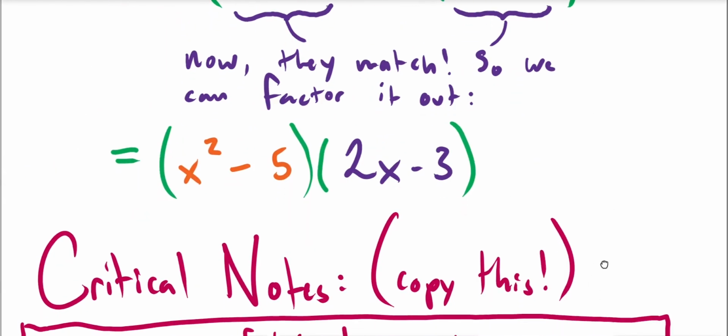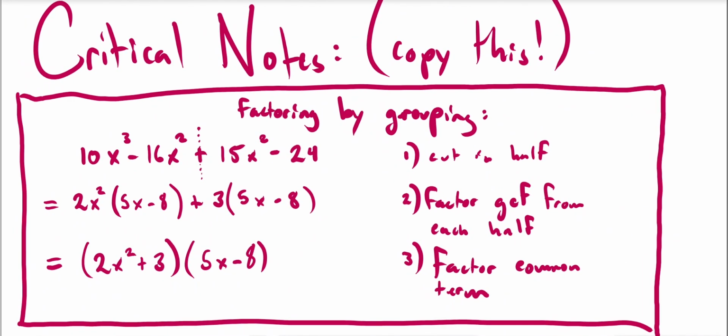This is a good time for some critical notes. Copy this down, show it to me later so I know you watched the video. How do you do factoring by grouping? You cut the 4 terms in half and look at the first and the second half separately. Factoring out the greatest common factor from each half, we then look for matching terms. Once we do that, we can pull out the common term to each half and write it outside of another parenthesis, which encapsulates the 2 terms that the common term was multiplied by.